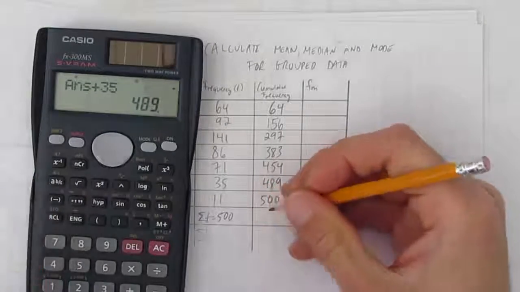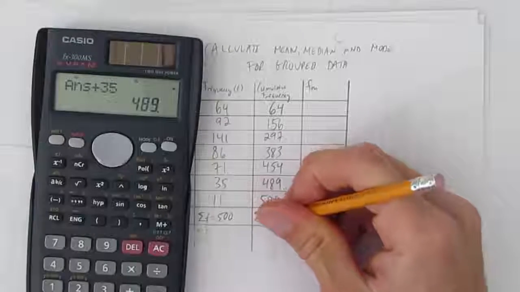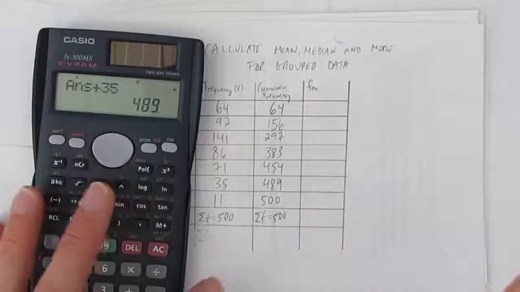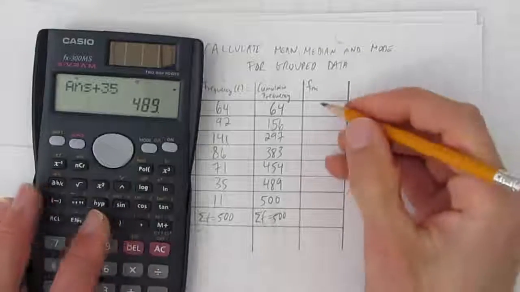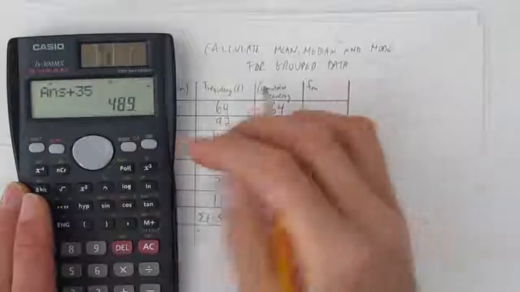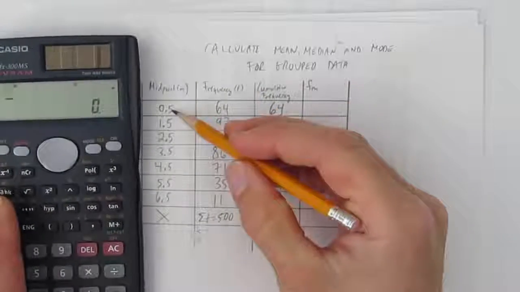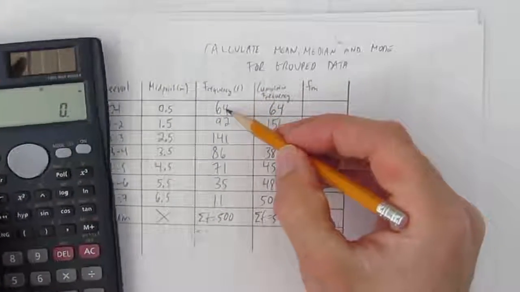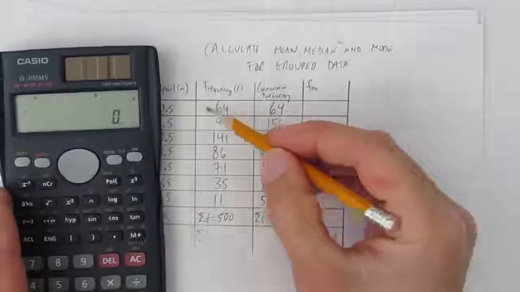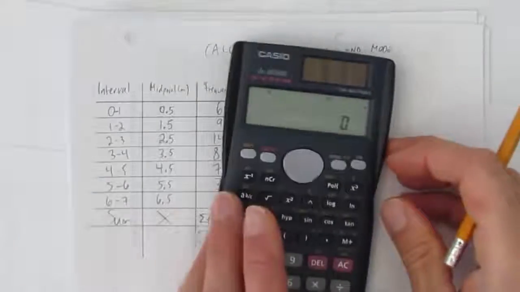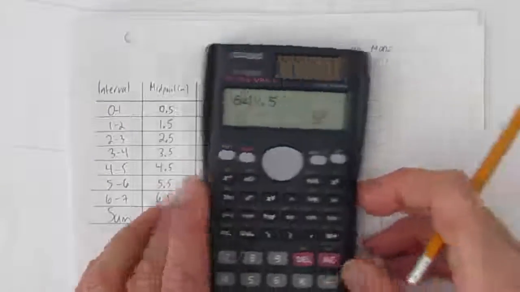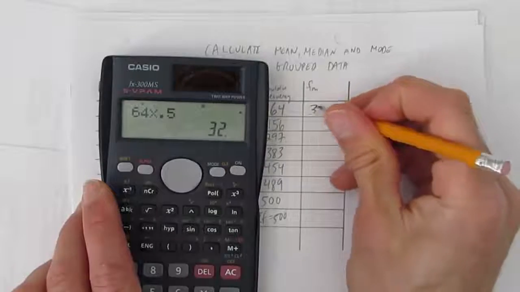So again, you could write the sum, but it's the same sum. And just remind yourself, it's sort of like a check. Yeah, I got 500. In this column, we calculate the frequency times the midpoint. That is, we want to multiply. It's like as if there are 64 of these things. We're going to count each of them as 0.5. It's like you have 64 0.5s. What's 64 times 0.5? 32. So we have 32 here.